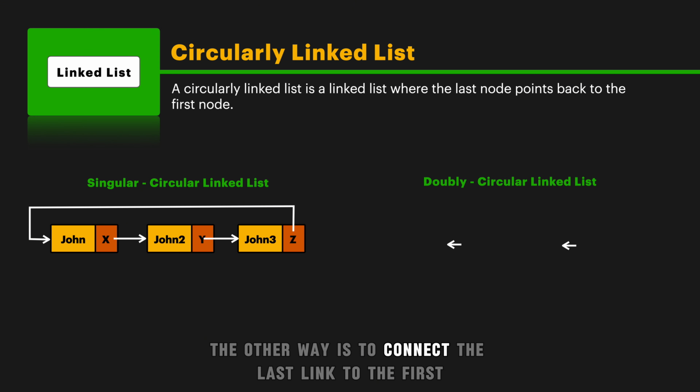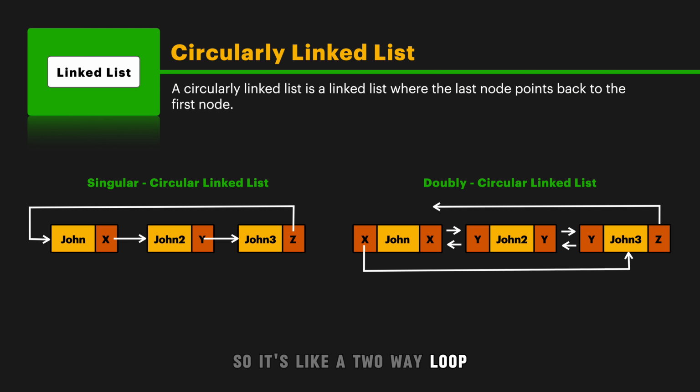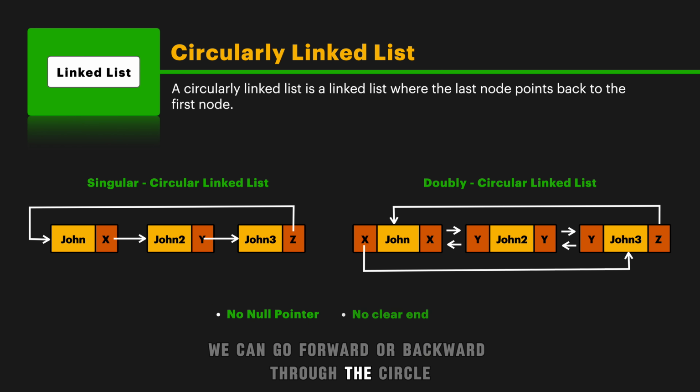It's like a one-way loop, we can keep going around and around in one direction. The other way is to connect the last link to the first and the first link back to the last. So, it's like a 2-way loop. We can go forward or backward through the circle. That's called a doubly circular linked list.